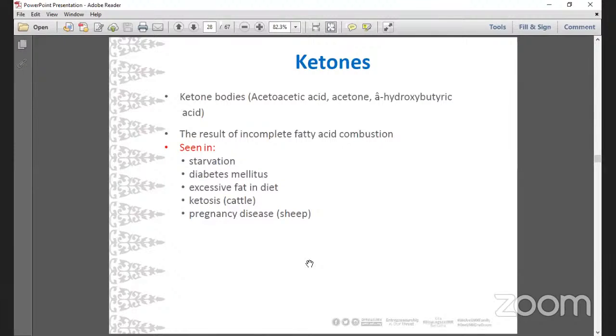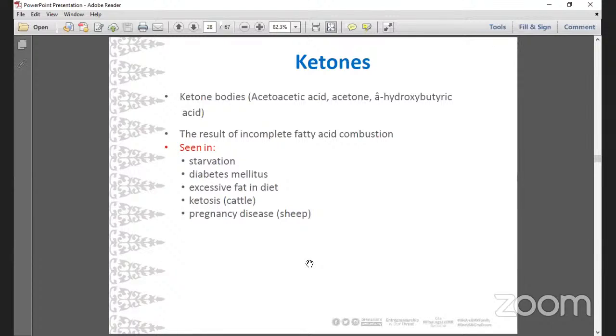Okay, for the ketone bodies, there are 3 common types: acetoacetic acid, acetone, and also beta-hydroxybutyric acid. Which ketone body is mostly produced? The mostly produced ketone body is hydroxybutyric acid. About 70% of the ketone bodies come from hydroxybutyric acid.